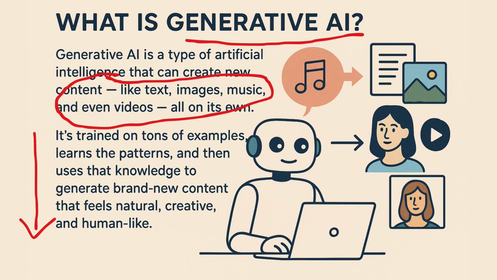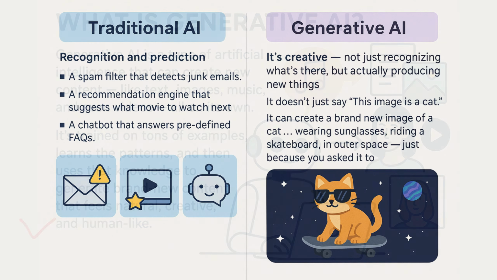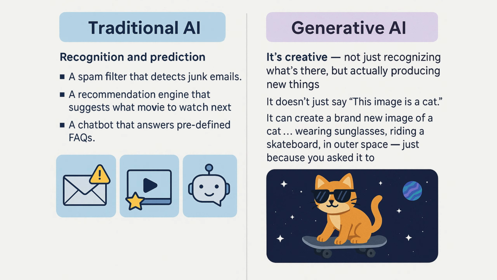But how is it different from traditional AI? Now, you might be thinking, isn't that what all AI does? Not exactly. Traditional AI is all about recognition and prediction. For example, a spam filter that detects junk emails, a recommendation engine that suggests what movie to watch next, a chatbot that answers predefined FAQs. It follows fixed patterns, mostly based on classification or detection.